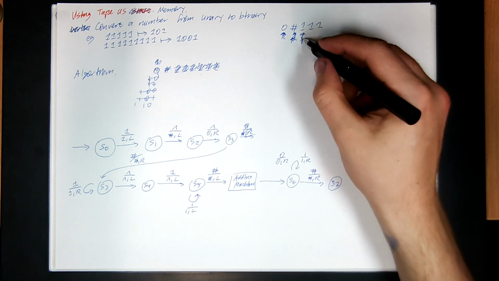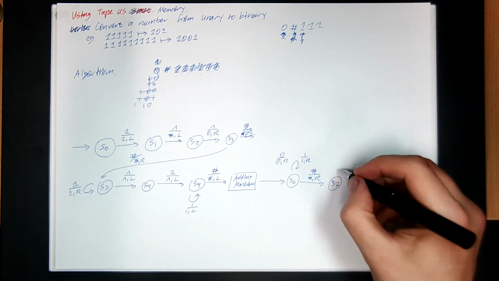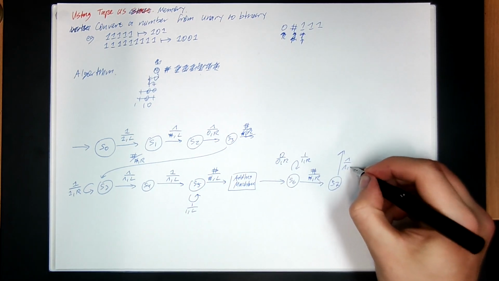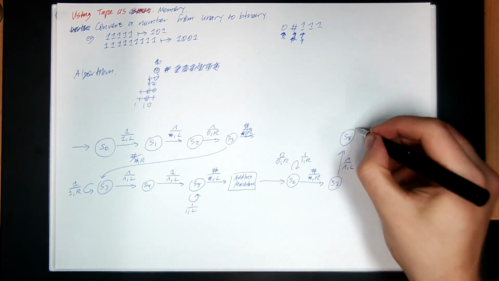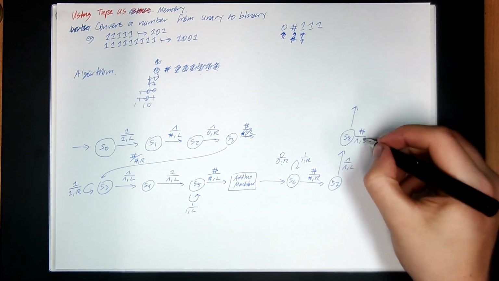And so now I'm going to check if there's any more work to do. If I see a blank, that means my work is done. I should delete the hash and then stop. So I see a blank, move to the left, and then delete the hash and then hold.